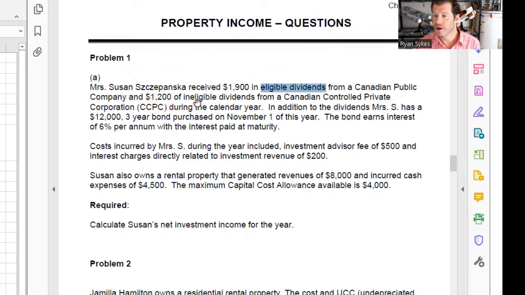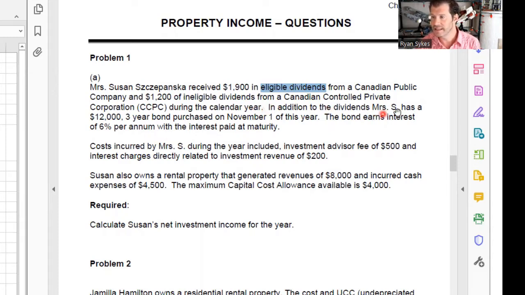So we have $1,200 of non-eligible dividends. It says ineligible here from a Canadian-controlled private corporation, CCPC, during the calendar year. Now, dividends that are issued from a CCPC are in all likelihood going to be ineligible dividends. It is possible for them to be eligible, but again, that's subject matter for another course. Assume that if any dividends are being issued from a CCPC, they're going to be ineligible or non-eligible dividends, as indicated in the narrative here.